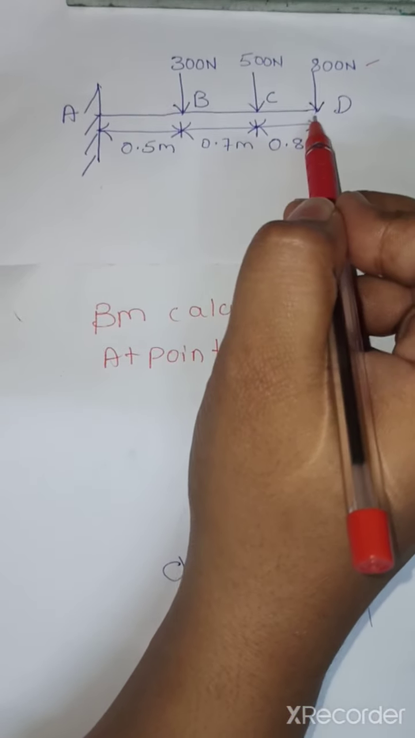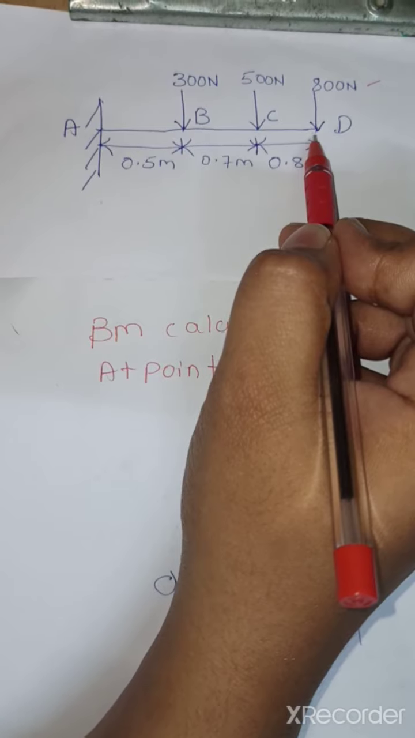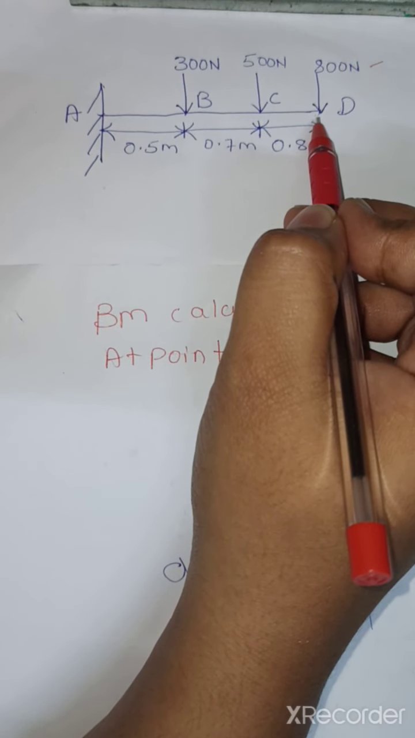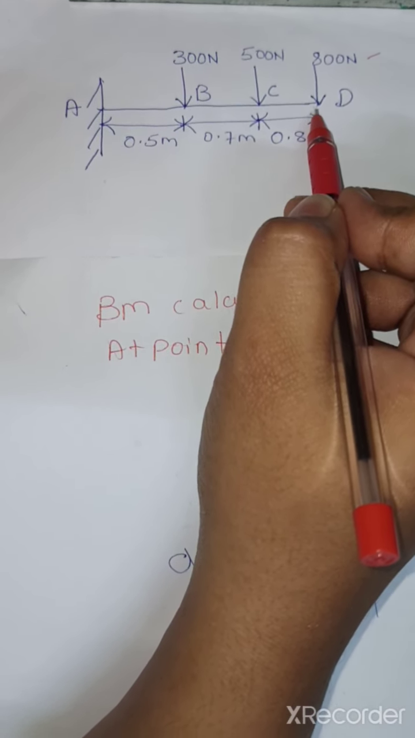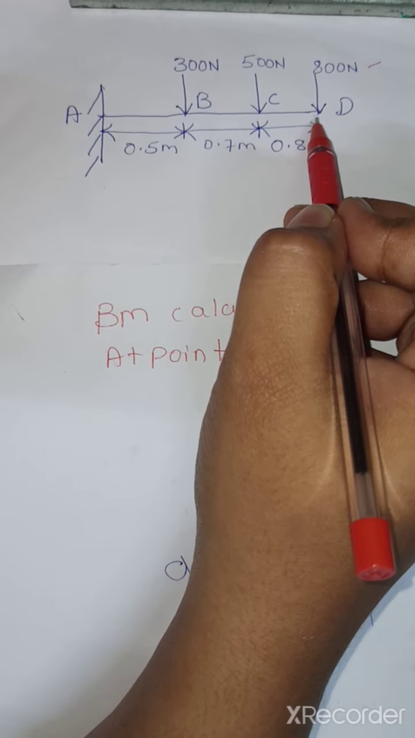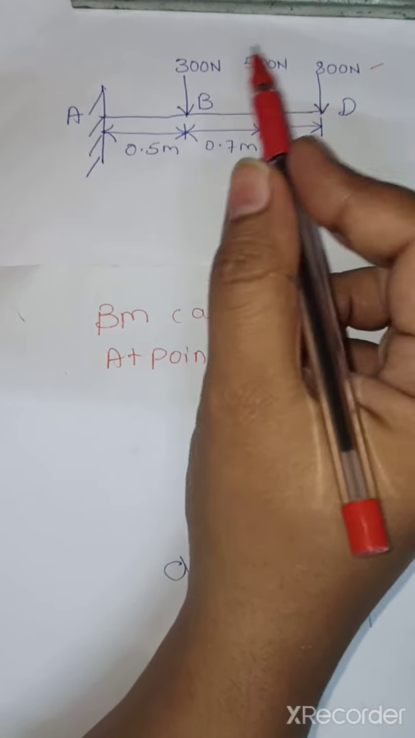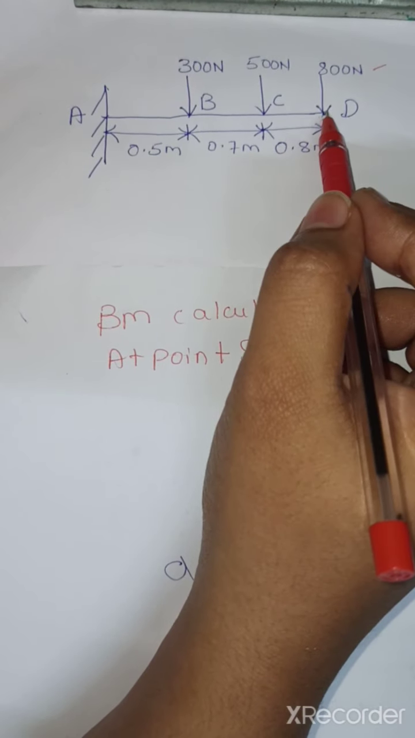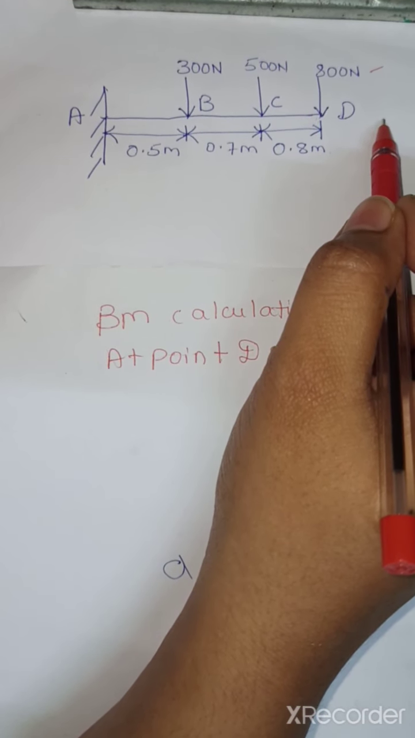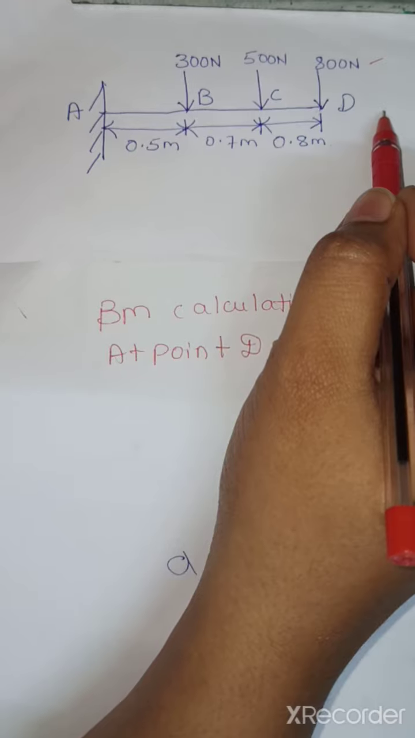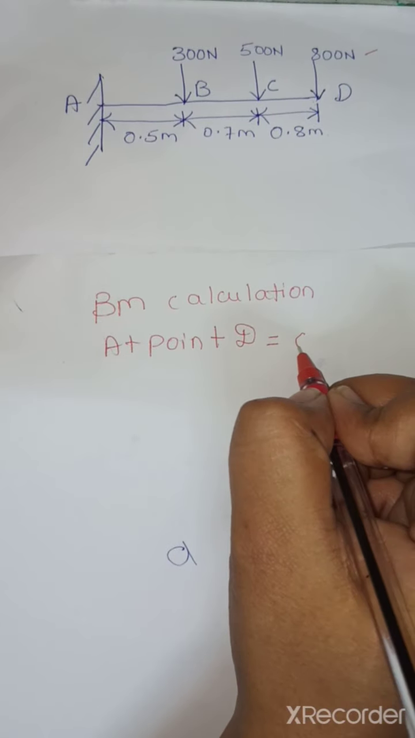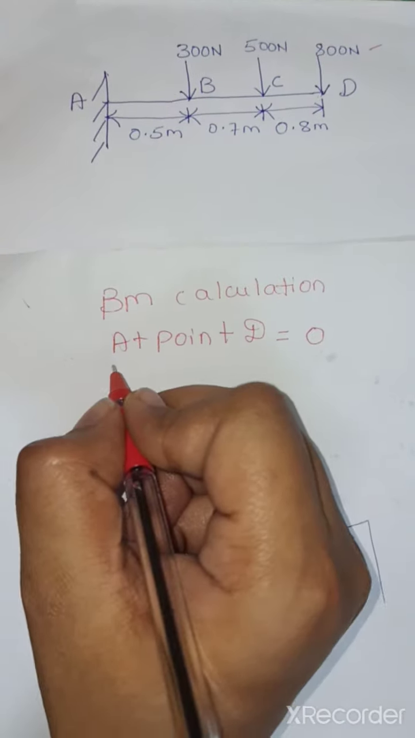prior to point D we don't have any point. As we know, moment is nothing but force into perpendicular distance. While calculating the bending moment, we are supposed to consider the previous points, not the force acting at that point. Previous to point D we don't have any other force, therefore the bending moment at point D is equal to 0.